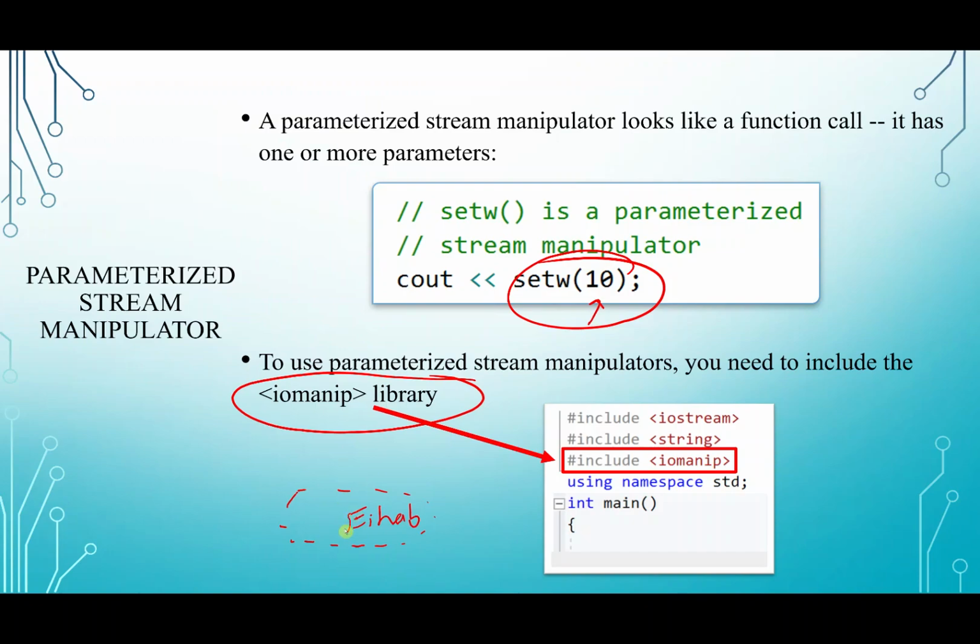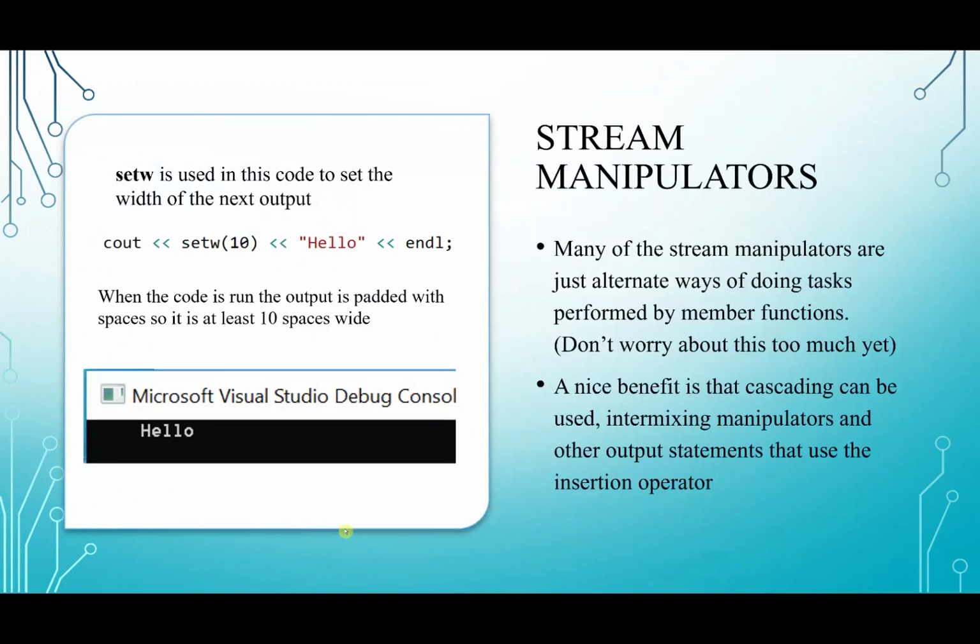So if you want to make it left, you can use another stream manipulator that is not parameterized, and it's called left. And we are going to see how we will use that together. So you can set hello right aligned using setw and leave 5 spaces before. Now you can set the width you want.